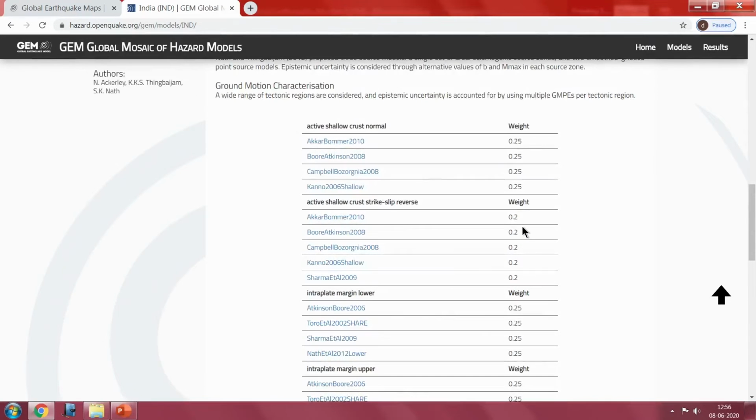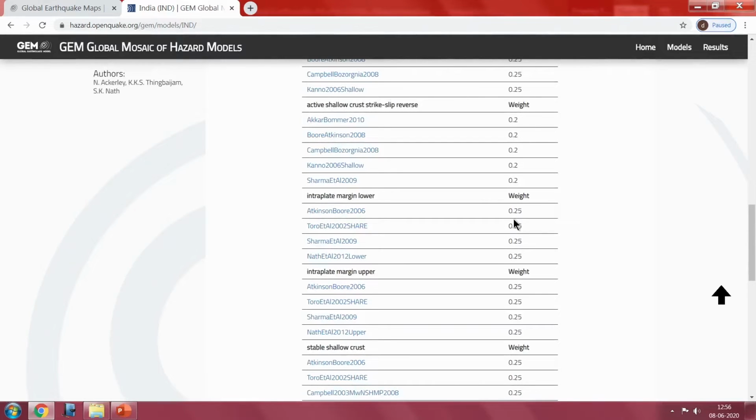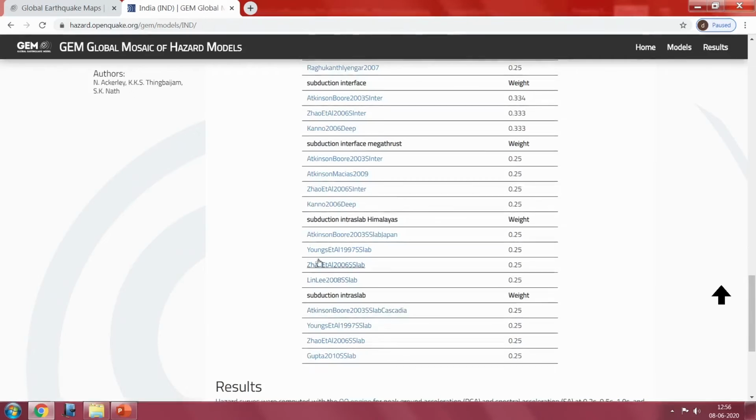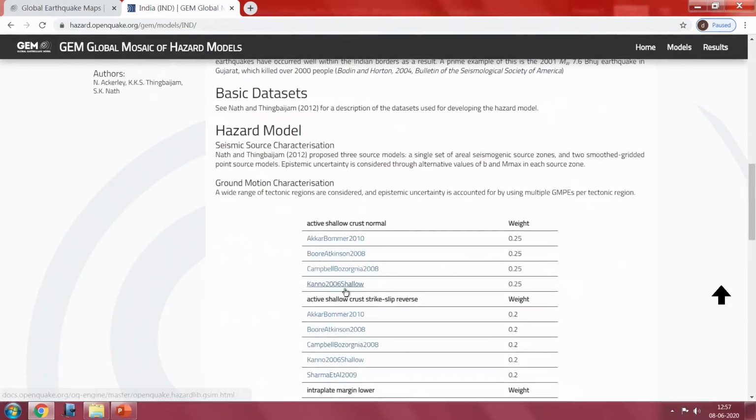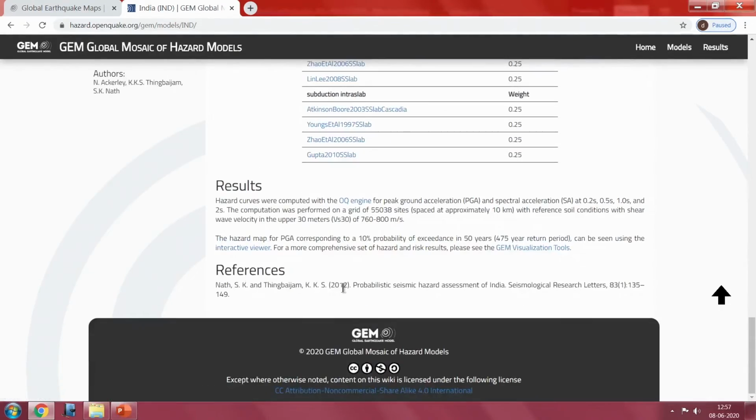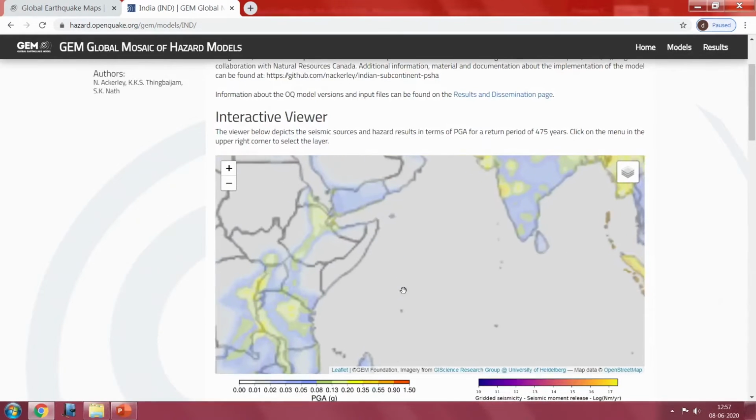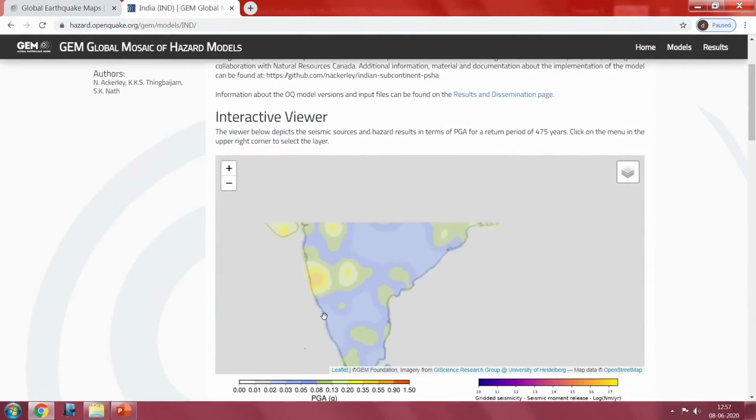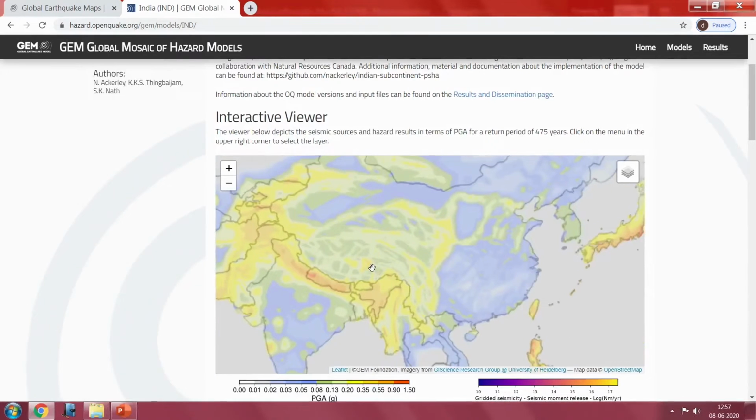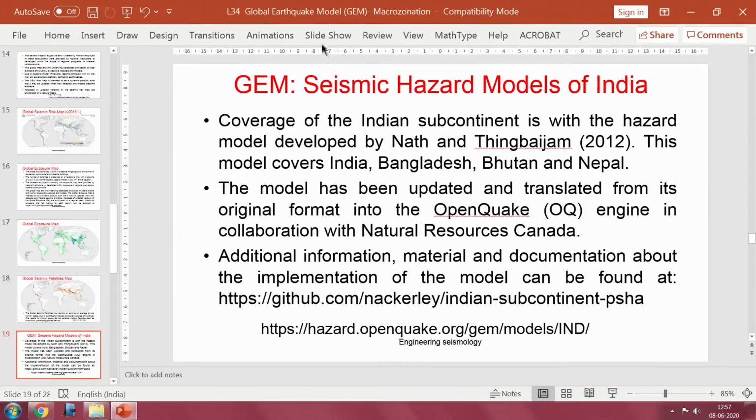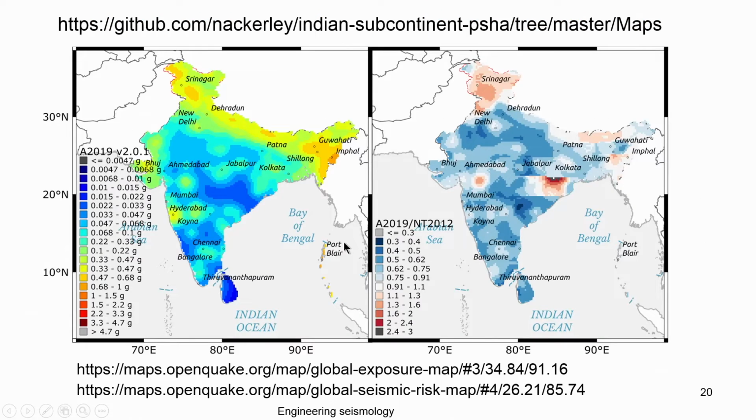What is the weightage factor? Because in PSHA you have the option to combine different GMPEs with different weights. Then the stable crust, then the subduction interface, subduction intraslab. These are all the GMPEs they used, and using these they estimated the PGA value. That PGA value is what you are seeing here. This is the combined result. If there is a change in the model, there is an option to incorporate it and revise the map. From this website you can get the information about what they have considered and used. So this is how your PGA distribution map is obtained.